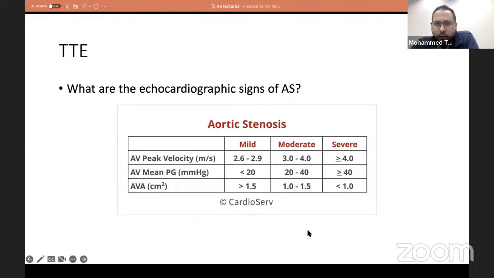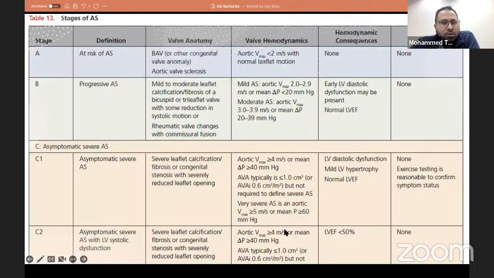Perfect. Thank you. So A is at risk. Patients who have bicuspid aortic valve, who are known to have aortic valve sclerosis, they have something that makes them at a higher risk of developing aortic stenosis. B is progressive on multiple measurements. So on serial echoes, you can see that there is slight deterioration of the hemodynamics of the aortic valve.